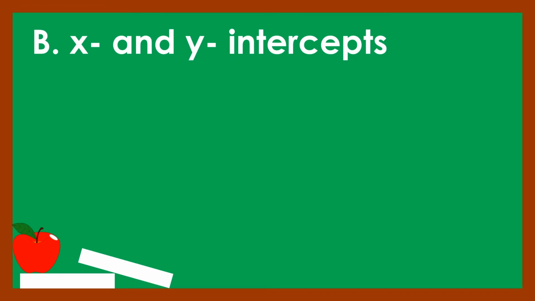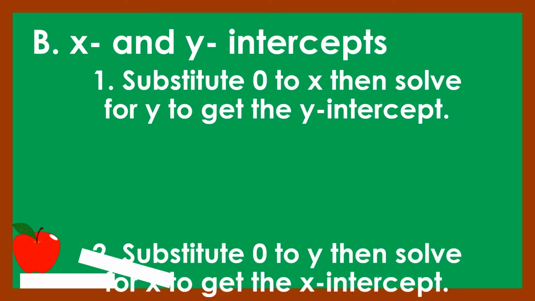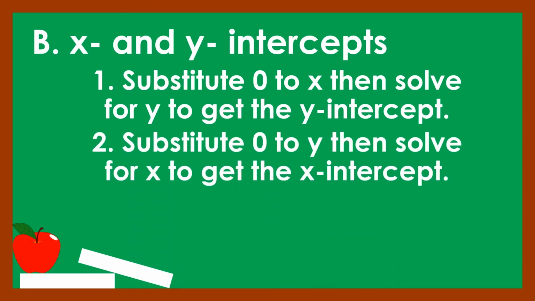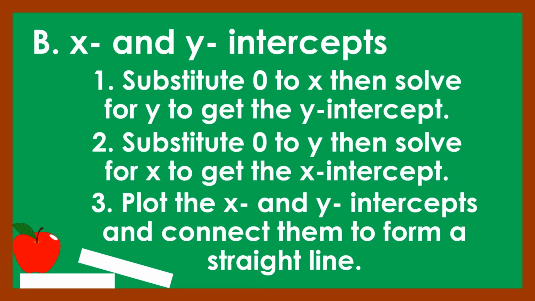So the next condition would be x and y intercepts. So the steps that we need to follow is, first, we're going to substitute 0 to x to solve for the y-intercept. The next would be, we're going to substitute 0 to y para naman masolve yung x-intercept. And we're going to plot the x and y-intercepts and connect them to form a straight line.